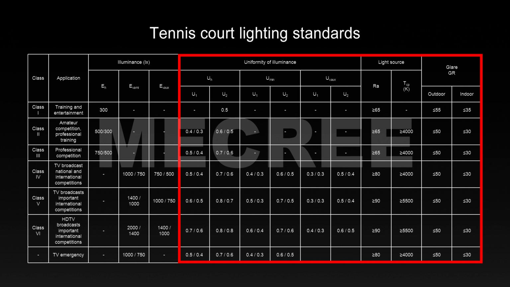Optimum uniformity is achieved by using light fittings that provide the correct light distribution and that are positioned appropriately around the perimeter of the court. Glare is kept to a minimum by utilizing light fittings with precise cut-off distribution.